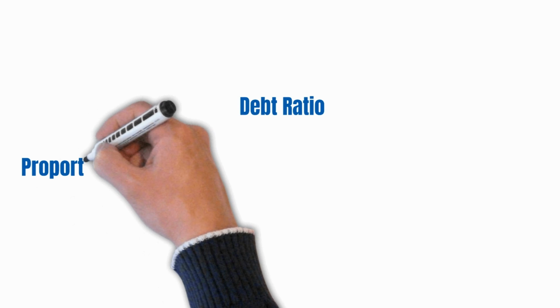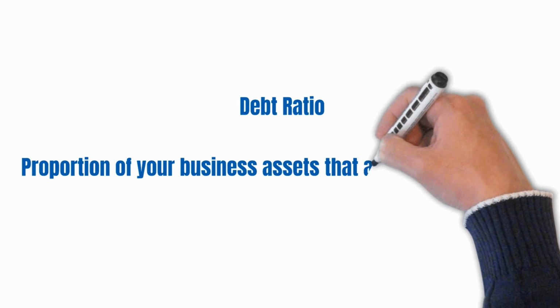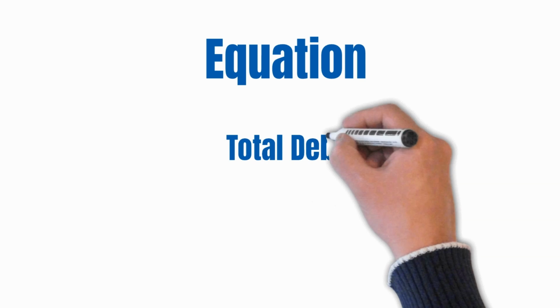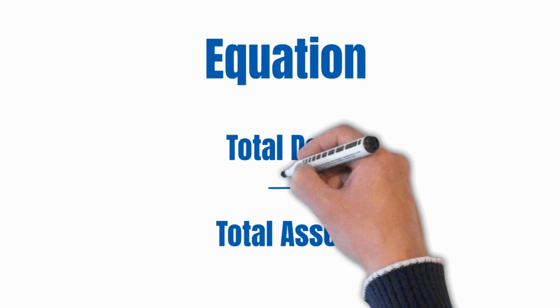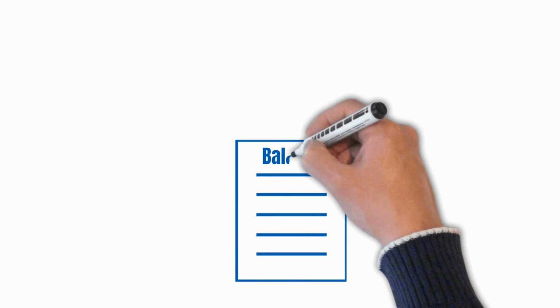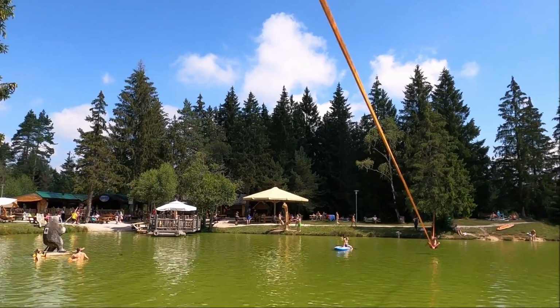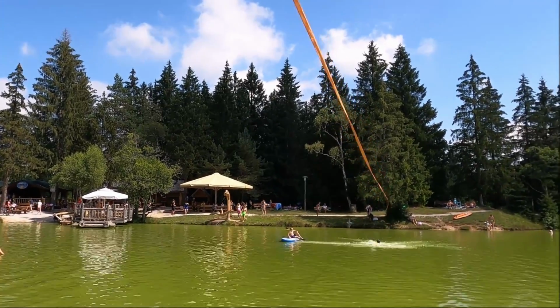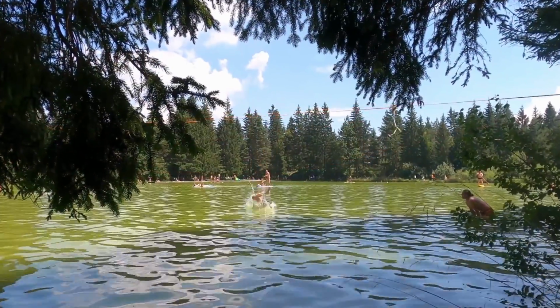So your debt ratio tells you the proportion of your business's assets that are financed by debt. The equation looks like this. Your debt ratio equals total debt divided by total assets. Both of these numbers can easily be found dangling precipitously from your balance sheet, which, despite its name, is not currently walking along a tightrope under a circus tent.